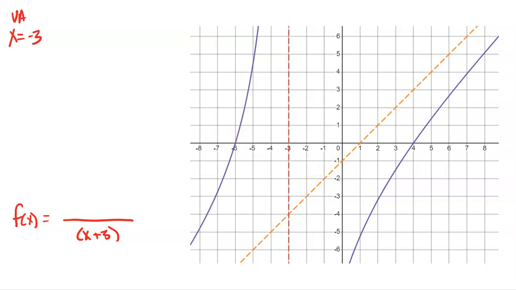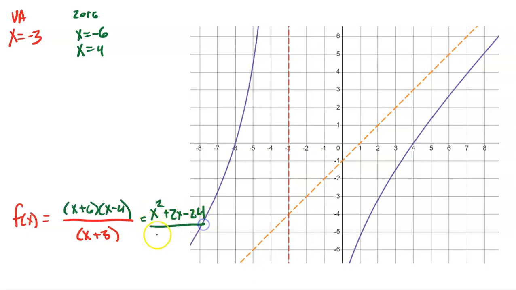Now, I also see two zeros. I see a 0 at x equals -6, and I see a 0 at x equals 4. So zeros are values that only make the numerator equal to 0. So I have an x plus 6 and an x minus 4 in the numerator. So I could go ahead and multiply this out now and get (x squared plus 2x minus 24) over (x plus 3).